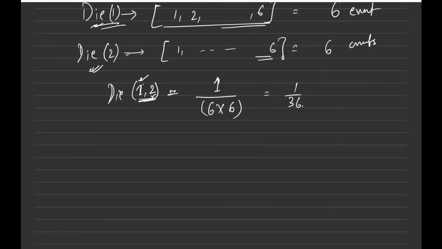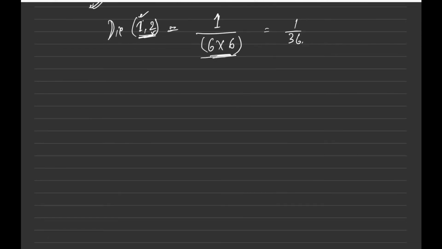People, if you didn't understand why 6 into 6, I request that you quickly revise the previous concepts which were taught in earlier classes, like permutation and combination, because there we had learned how to calculate or count the total number of possible outcomes, right? So please revise that. Otherwise, let me quickly explain this here.